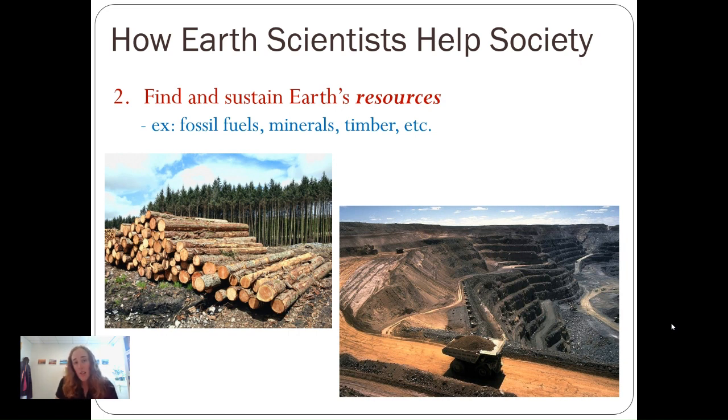So in addition to finding them, a big part is also sustaining them. So how do we plant trees to help capture carbon dioxide from the atmosphere and put it back into the ground after deforestation? So it's not just finding resources, it's also sustaining those resources.